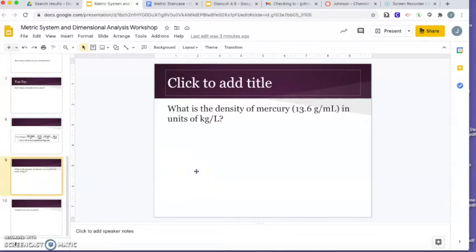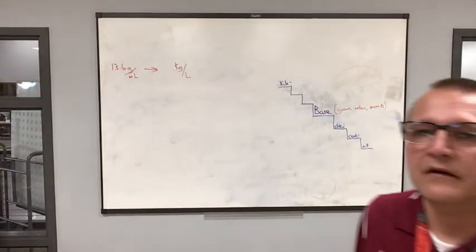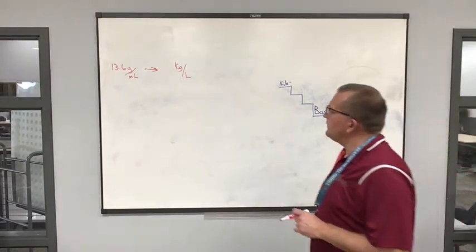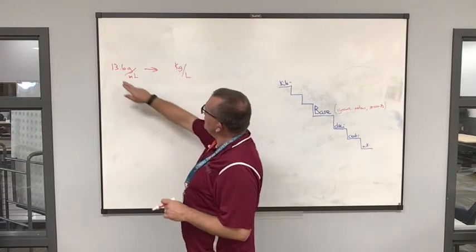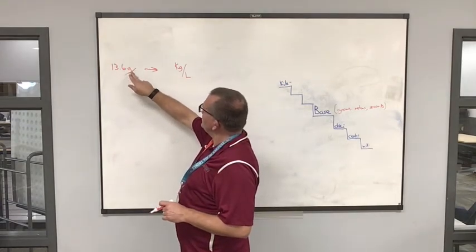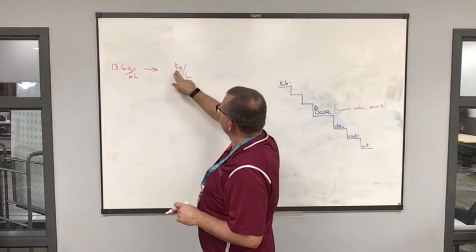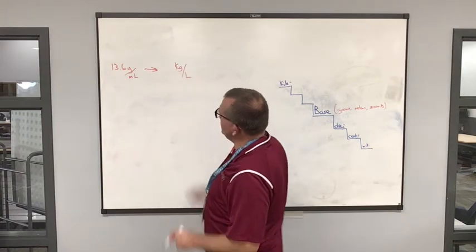What is the density of mercury? So 13.6 grams per milliliter, in units of kilograms per liter. And I'm going to show you how to use the metric staircase to make conversion factors. Do it now. Okay, so a conversion here with density units: I have 13.6 grams per milliliter to kilograms per liter.